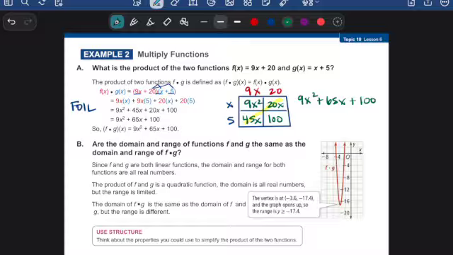Part B, are the domain and range of the functions f and g the same as the domain and range of the product of those functions? Okay, well, both the original functions were linear, so the domain and range would both be all real numbers. But when we combined them by multiplying, we got a quadratic function. And a quadratic function changes the range. The range will have a limit determined by the vertex.